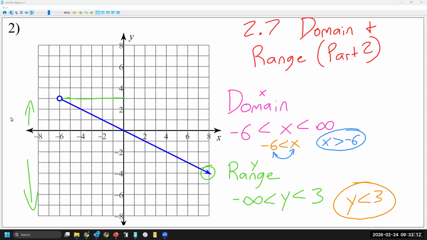Okay. Again, as far as on your paper, if you choose to write your answer like this and leave it like that, that's perfectly fine. Okay. Still the correct way of writing it. All right. So that's how we do domain and range when I have an arrow. Now let's go back and hit number 1, the one that I skipped.